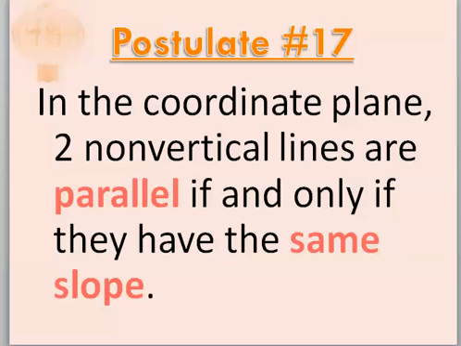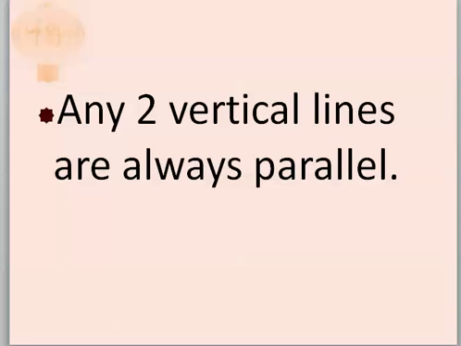Postulate 17, remember postulates we accept without proof. Postulate 17 says that in the coordinate plane, two non-vertical, not straight up or down lines, are parallel if and only if they have the same slope. Any two vertical lines are always parallel. They're the ones with the undefined slopes.